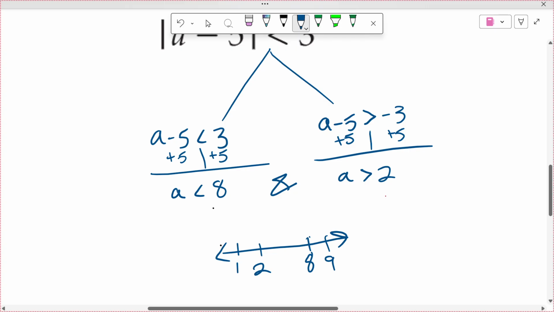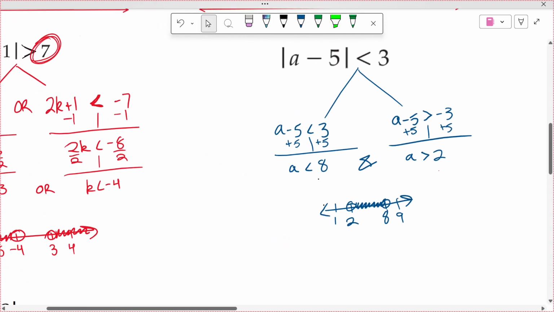So open circle on 8, open circle on 2, less than 8 is shading to the left, greater than 2 is shading to the right, but of course this is an AND problem, so I only keep the overlap. All right, one more example of each. I'm going kind of quick.